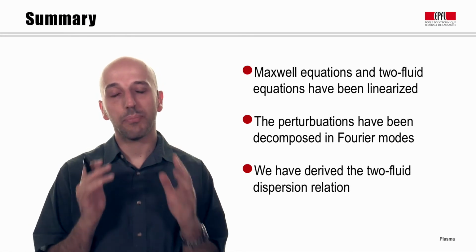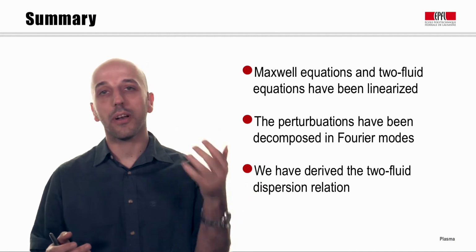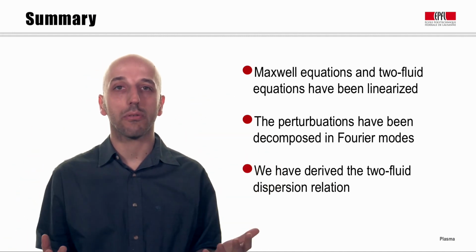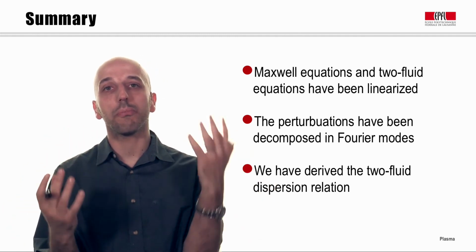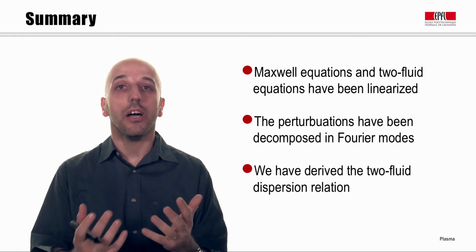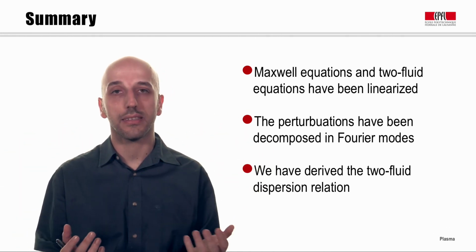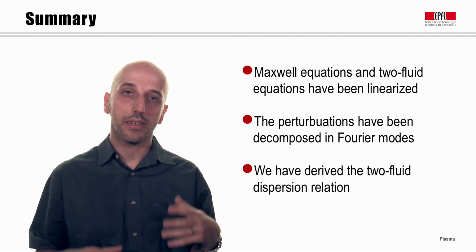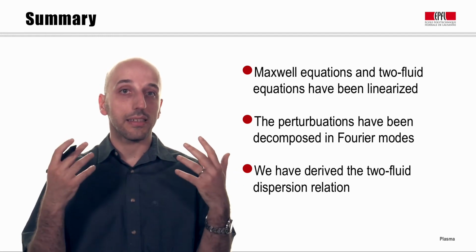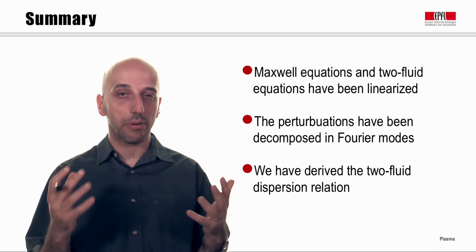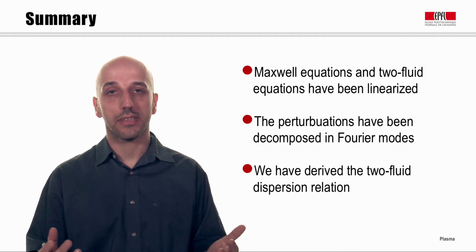To summarize, in the present module, what we have done is to linearize and Fourier transform the Maxwell equations and the two-fluid equations, in order to come up with a dispersion relation, a relation between the frequency and the wave number of the modes of the waves and instabilities that are intrinsically present in our system. In the next module, we will consider exactly what waves and instabilities are present in our system, and we will look at their physical properties.